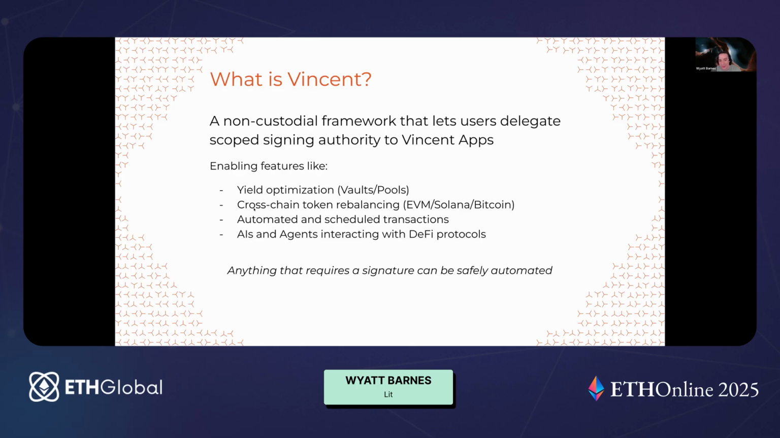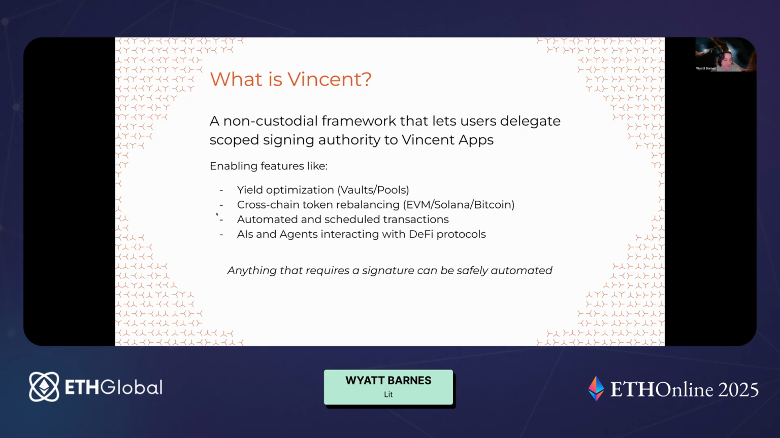It could do cross chain token rebalancing, so it's the same thing. If you want to have a specific allocation of your portfolio on any EVM L2 or L1 or Solana or Bitcoin, these Vincent apps can execute abilities that talk to each specific chain, including bridging protocols. The Vincent apps are really great for automated and scheduled transactions. And so that would power these token rebalancing, these yield optimization options.